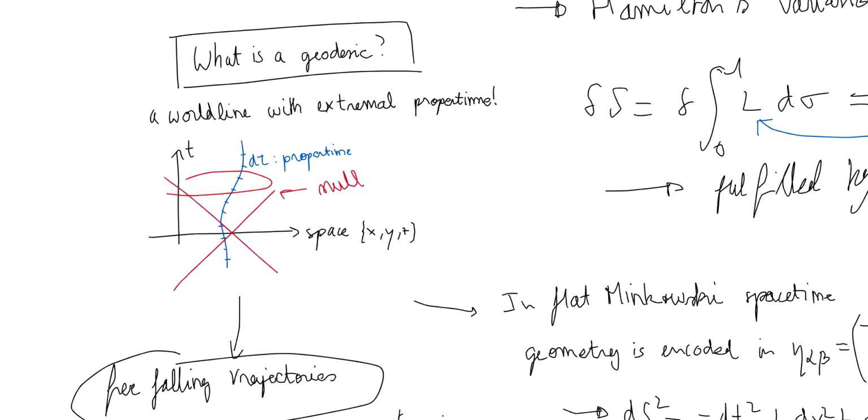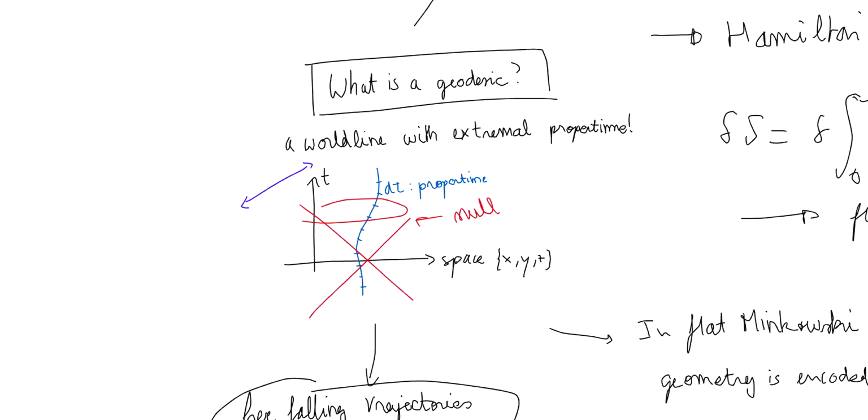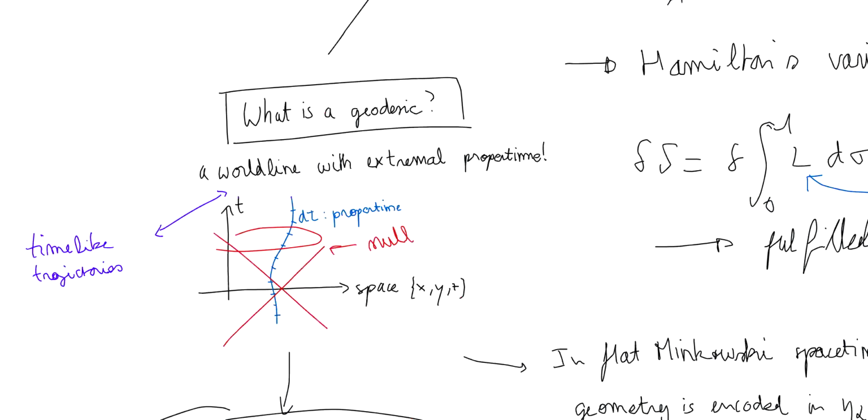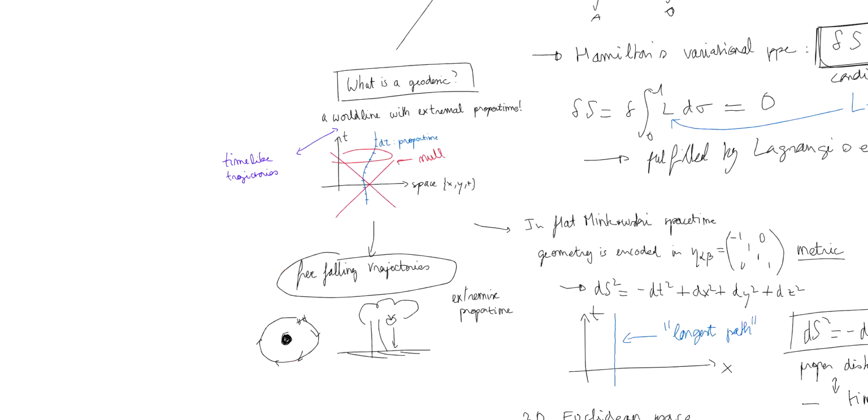And world lines are, because it might be interesting to look also at impossible trajectories, because why not? But world lines are what we call time-like trajectories. So world lines are time-like trajectories. The geodesic is a world line with extremal proper time. An example of a world line with extremal proper time is free-falling trajectories.